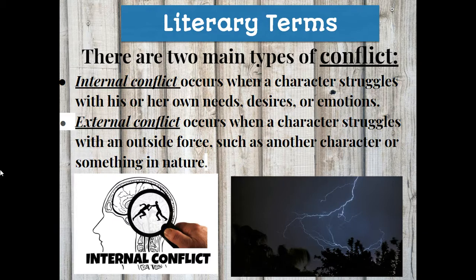It can happen in your brain. Should I do this? Should I do that? Or it can happen in the outside world, external, right? Which is going to be character versus character, character versus nature, or character versus society. Hunger Games is an example of character versus society, right? Katniss has to fight a society that's not fair.